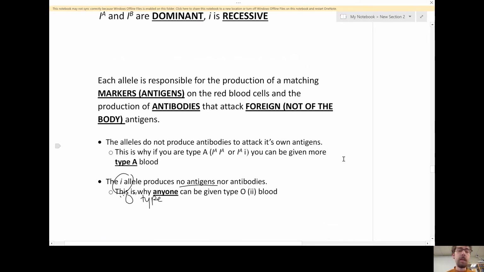Basically, each allele is responsible for producing antigens on the red blood cells. It's also responsible for producing antibodies that will attack foreign antigens, or antigens the body does not recognize.